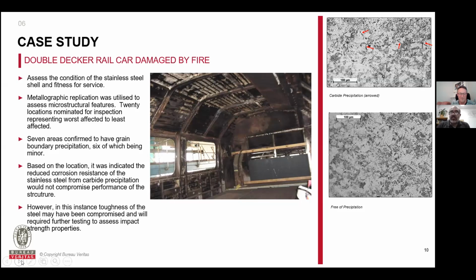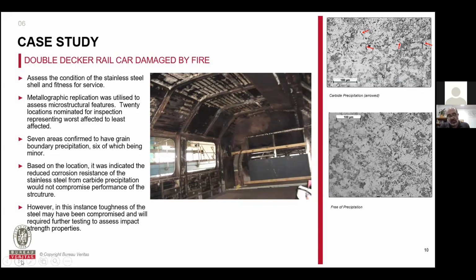Investigations are not our key market, but we do get involved. This one here, for instance, we looked at a wagon that was caught in a fire, and they wanted us to assess whether that particular structure was fit for service.